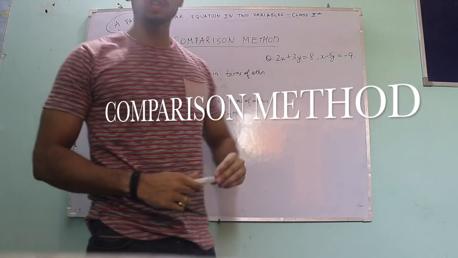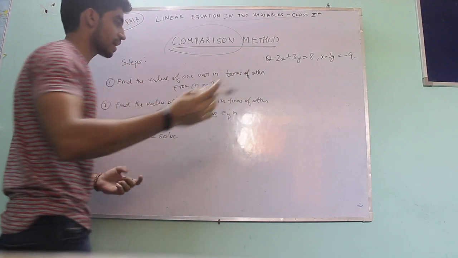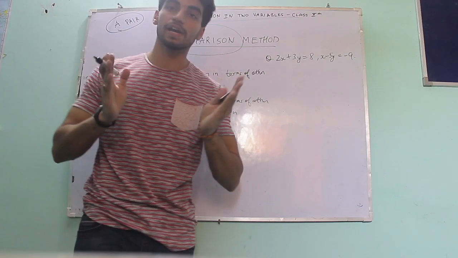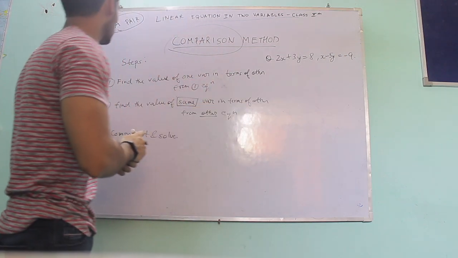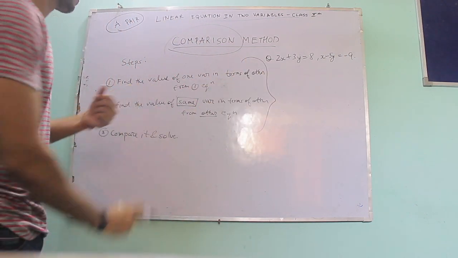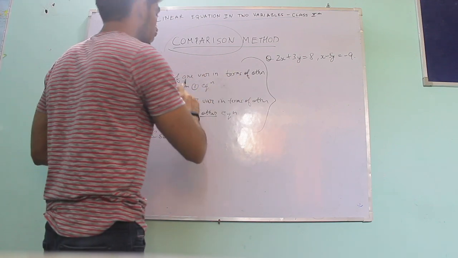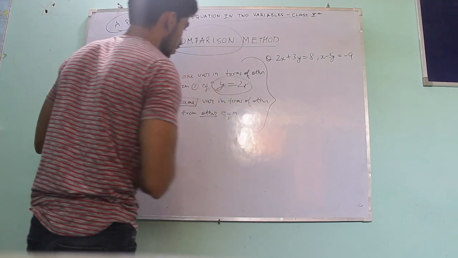Ladies and gentlemen, let's move to the next part, which is our very own comparison method. The name suggests we will compare certain variables here. So we have to follow certain steps again. What is the first step? Find the value of one variable in terms of the other variable. Suppose y is equal to 2x. This is one variable in terms of the other variable.